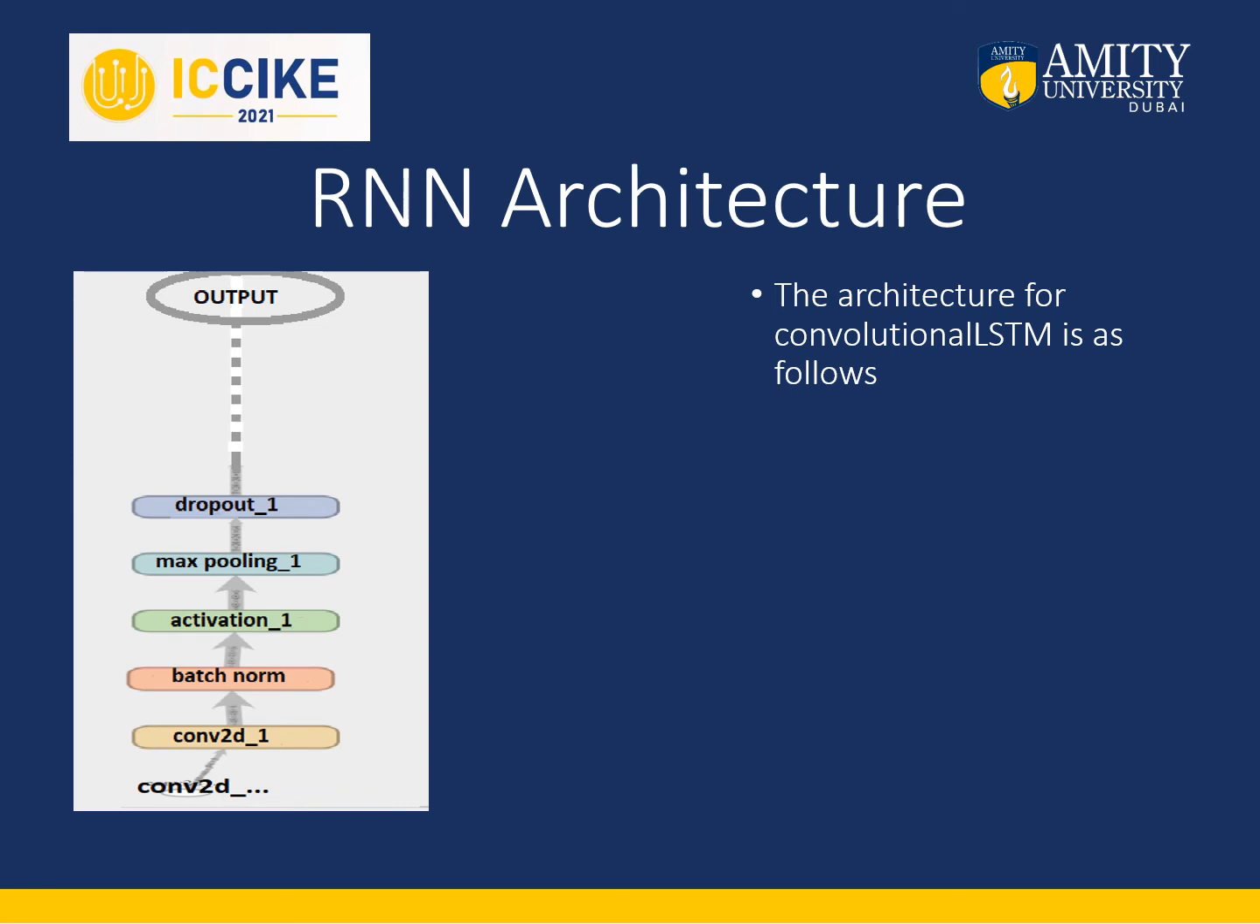The RNN architecture contains three convolutional layers. All the convolutional layers contain 10 filters with a kernel size of 4 by 4 and a time delay of 1 second. The activation function used is sigmoid for each layer.